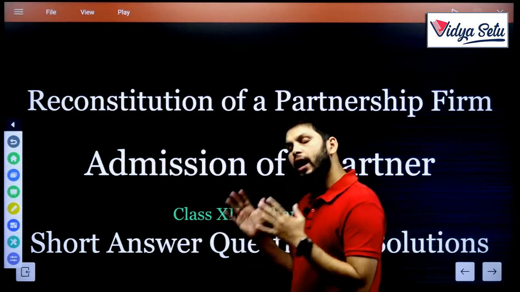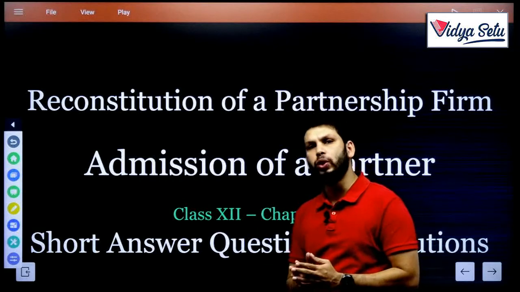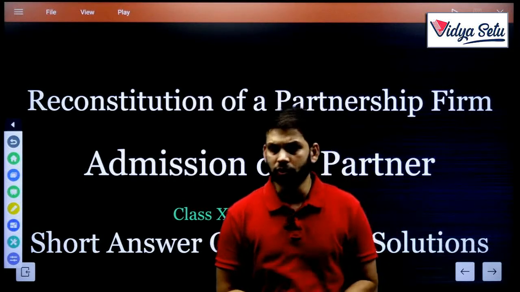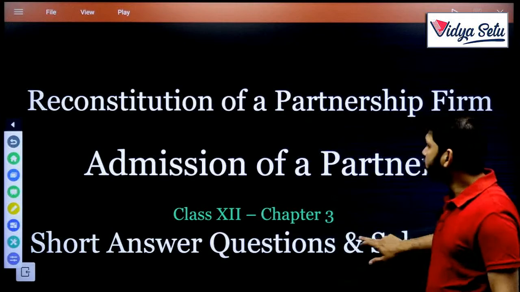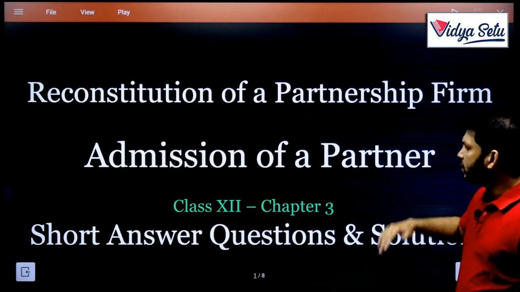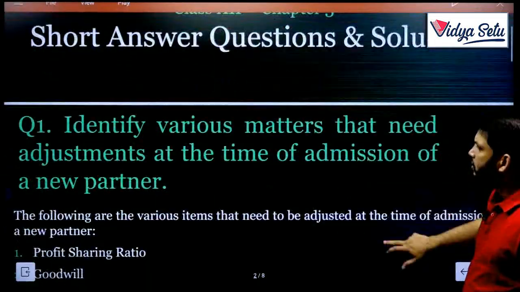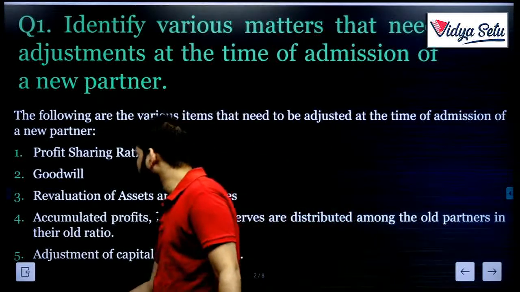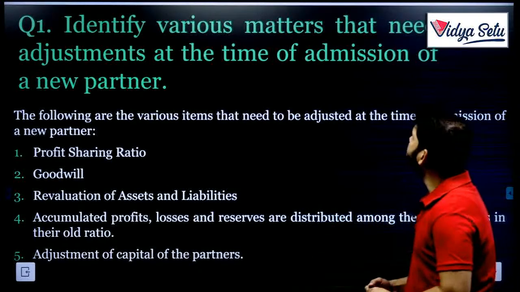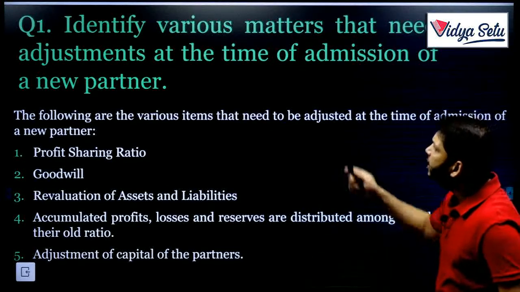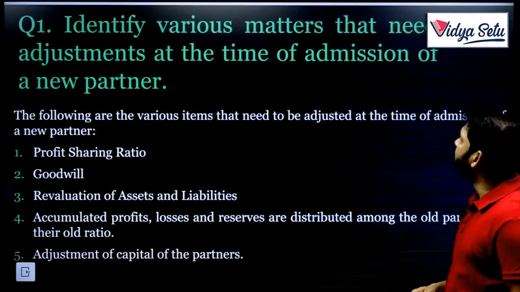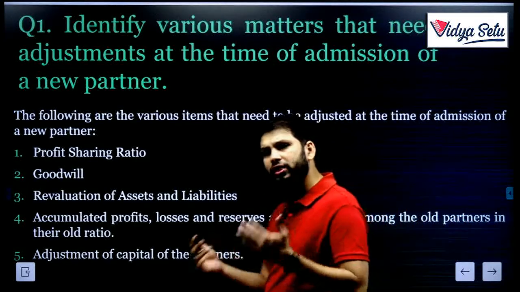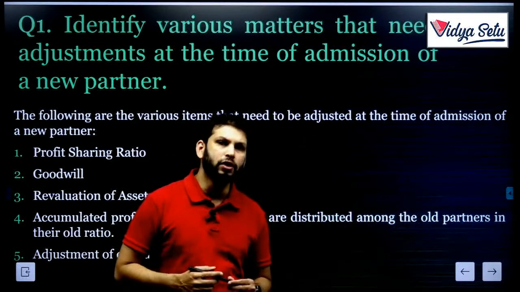In this video, I'll be discussing all the short answer questions given in the NCERT book. So let's look at it. The chapter was Admission of a Partner, short answer questions and solutions. The first question is to identify various matters that need adjustment at the time of admission of a new partner. So what all things do we need to do when we are admitting a new partner?